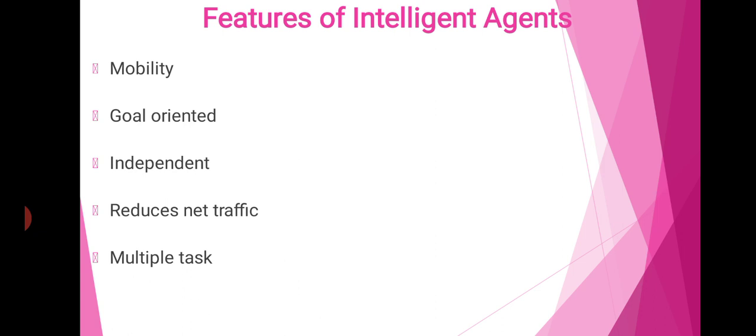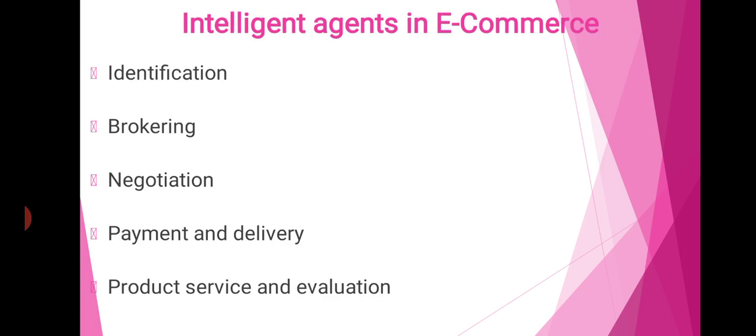The next, multiple tasks can be done by using intelligent agents. They can perform multiple tasks simultaneously. Okay, these are all the important features of intelligent agent. Now we can see intelligent agent in e-commerce. First one, identification. Next one, brokering. Third one, negotiation. And fourth one, payment and delivery. And the last one, product, service, and evaluation. These are all the important roles of intelligent agent in e-commerce.